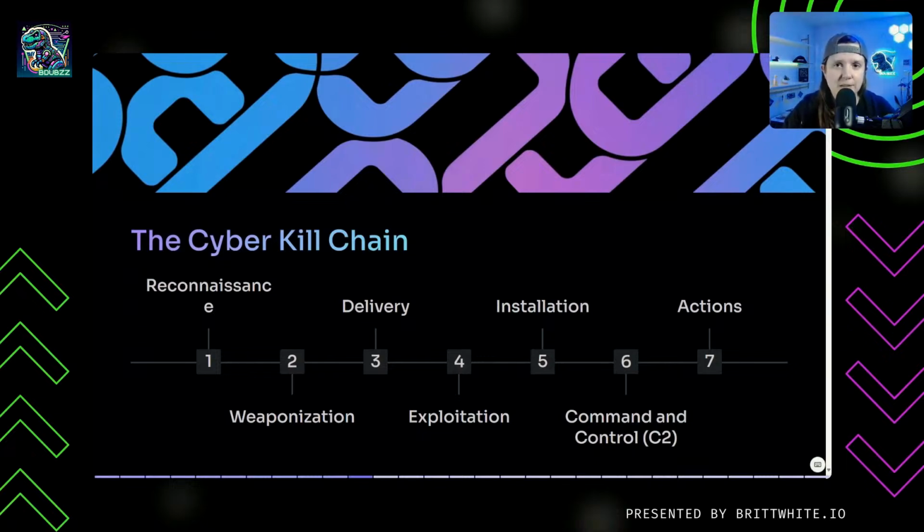After that comes installation. The attacker isn't satisfied with just getting in. They want to make sure that they can come back anytime they want. They'll install persistent malware, maybe set up a backdoor, or establish what we call a RAT, a remote access Trojan. They're securing their foothold in the system.